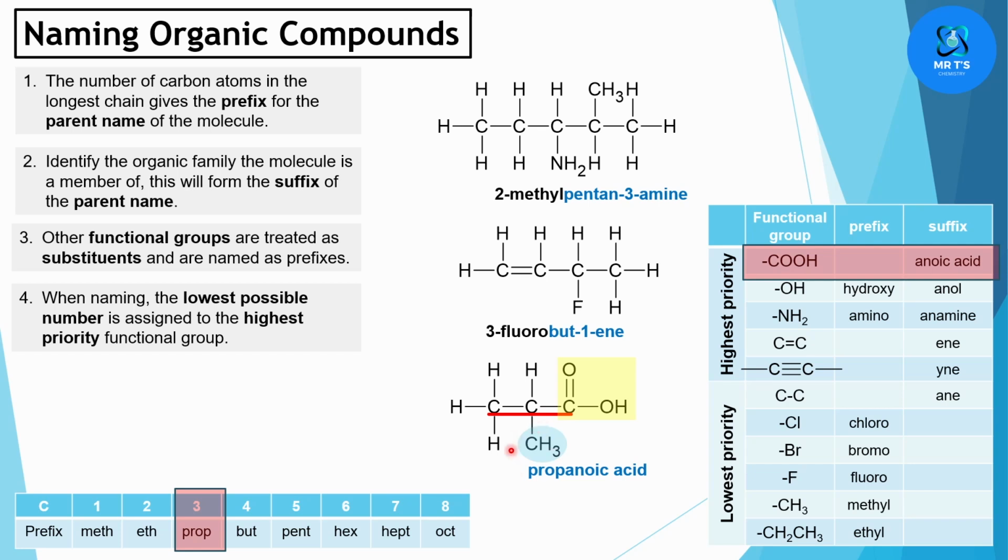But remember, we have the substituent coming off, and because the carboxylic acid is the highest priority, that carbon is 1 and the next carbon is 2. So the methyl group is coming off the 2nd carbon, and this is 2-methylpropanoic acid.